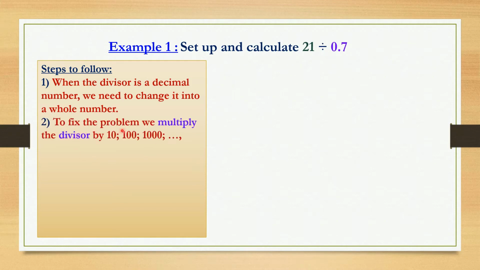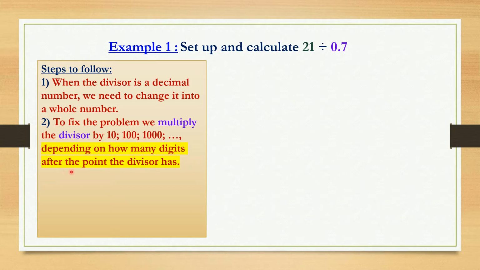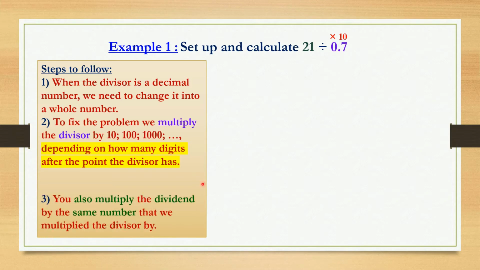To fix the problem, we multiply the divisor by 10, by 100, by 1000, depending on how many digits after the point the divisor has. Here 0.7 has one digit after the point. We need it to become 7, so we multiply 0.7 by 10. So when I multiply 0.7 by 10, we will obtain 7.